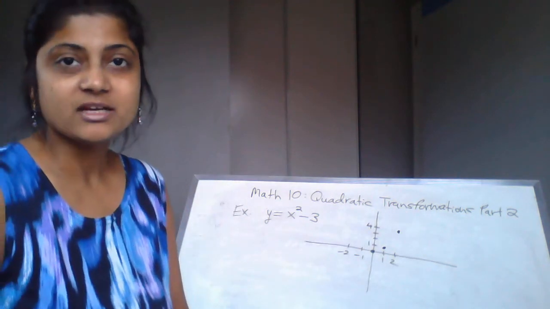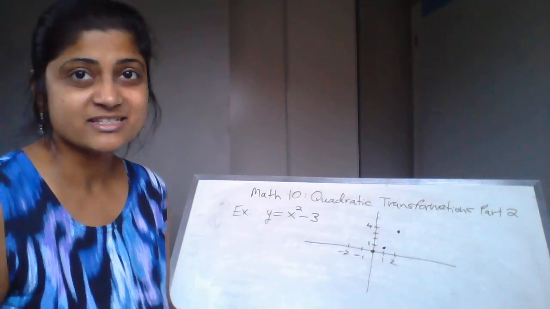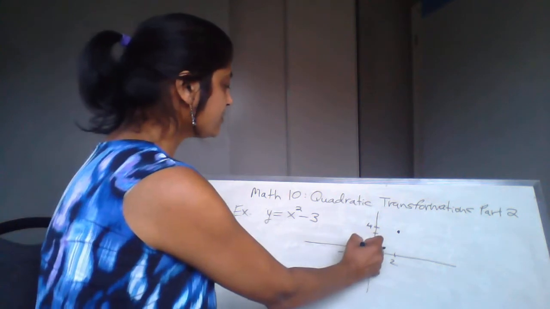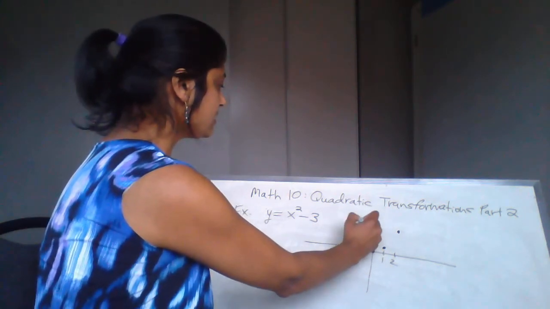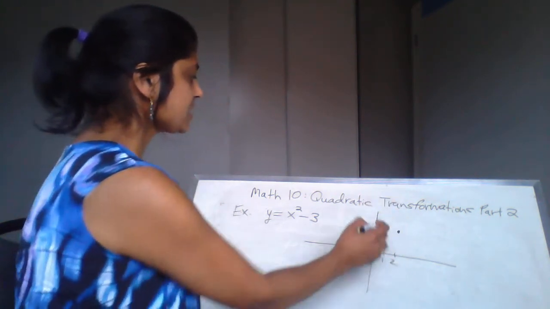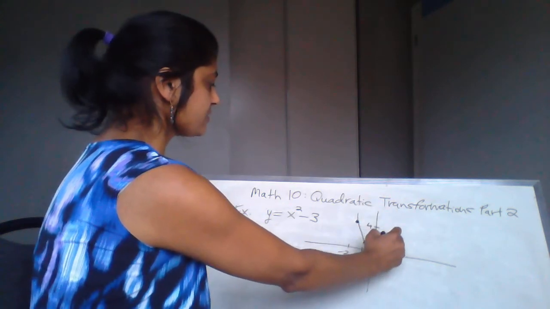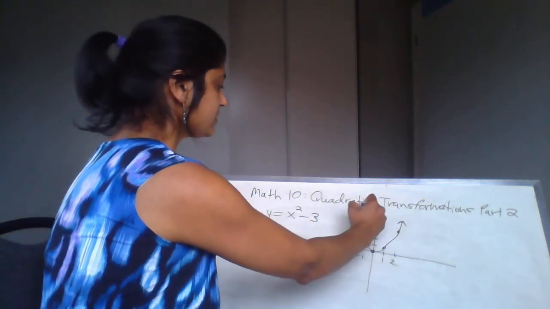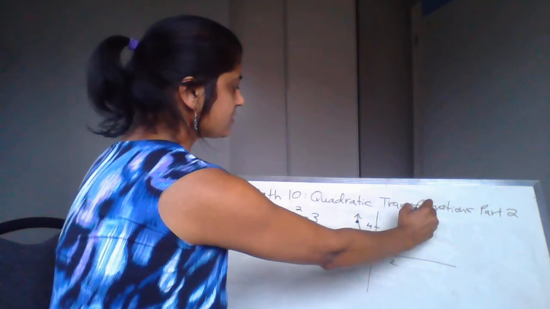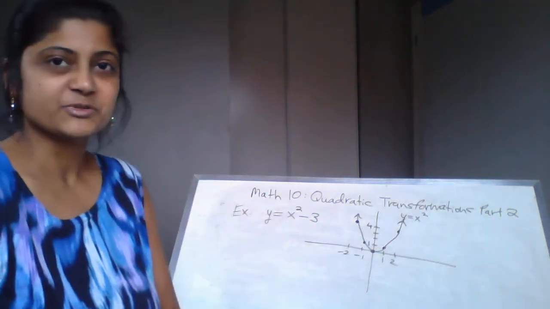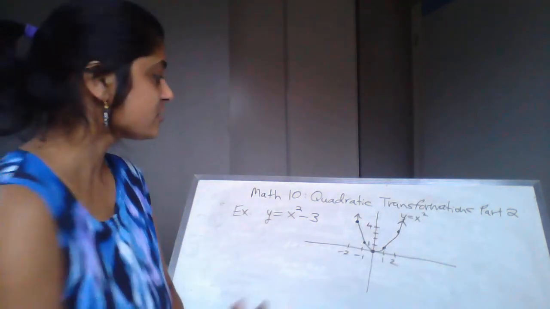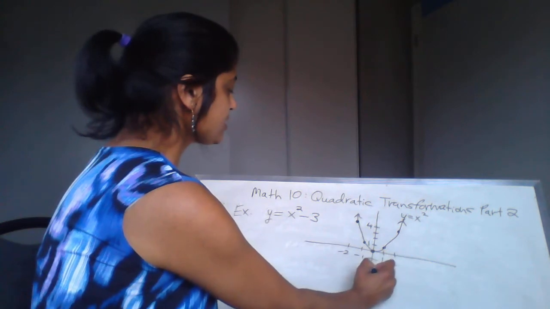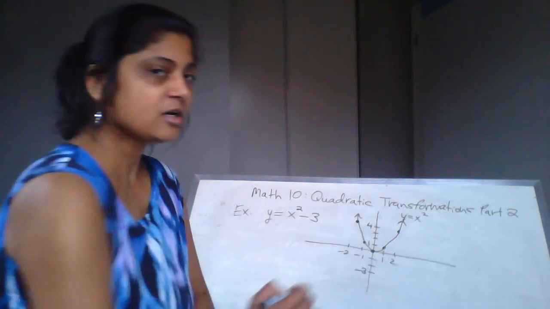Okay. On the other side of the parabola, remember it is symmetrical. So we're going to make the same points on the other side. And we're going to just join these points together. Okay, and one more time, this is the y equals x squared curve. Okay, and what we're going to do is basically the transformation of this curve.